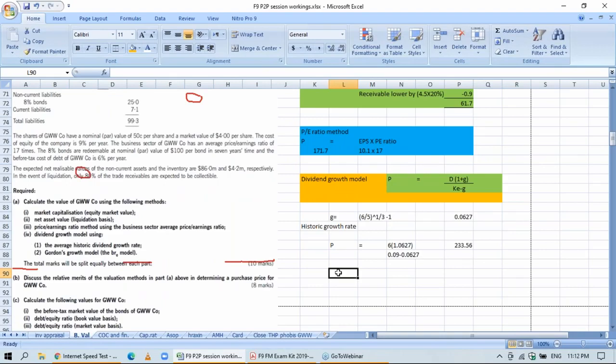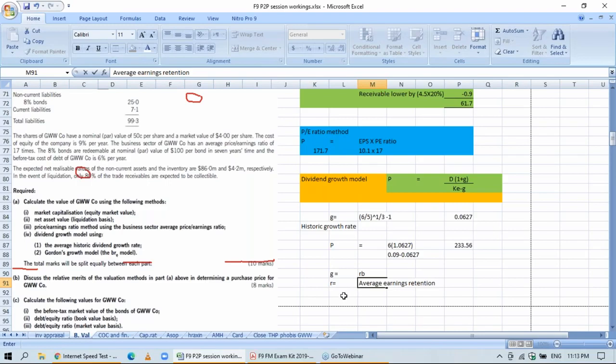Growth rate equals to RB. Using the Gordon's model, growth rate equals to RB. Now what is RB? R stands for average earnings retention. Retention means after payment of dividend, the profit that remains back.